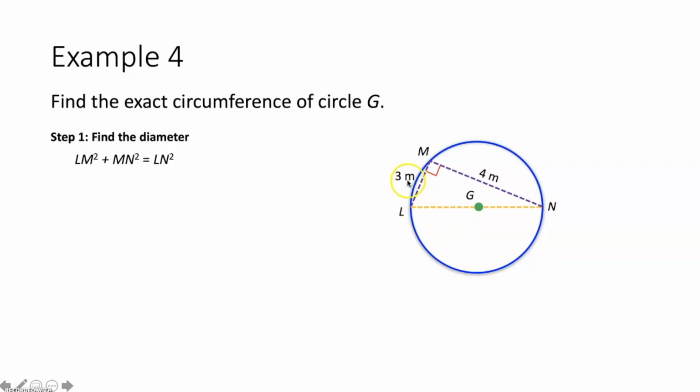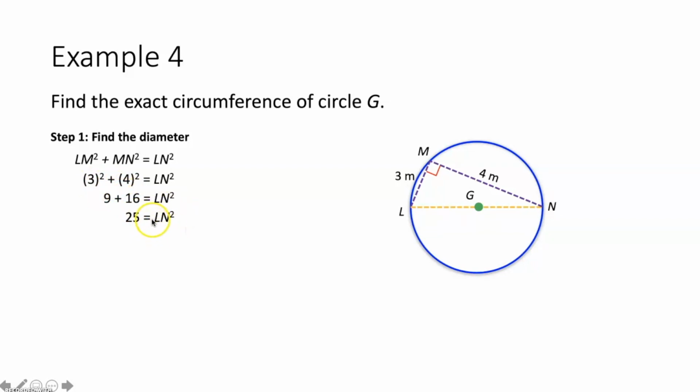Now we can plug in what each of those are equal to. The measure of segment LM is 3 meters, that goes in here. Measure of segment MN is 4 meters, that goes in here. And we're solving for the measure of segment LN. Now we just simplify and solve for the measure of segment LN. 3 squared is 9, 4 squared is 16. Add those together, you get 25.